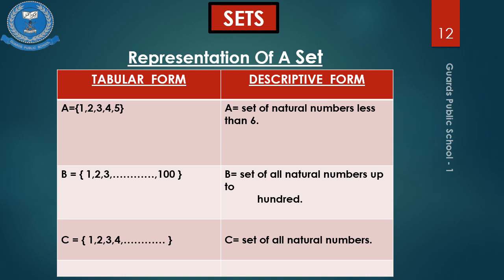In this example, your ending limit is given, 100, so you will write up to 100. Now see the last one. Set of all natural numbers. In this example, no ending limit is given, so we will write set of all natural numbers. So both the methods are in front of you. Compare the methods given in the table. Thus, a set can be written in the tabular form as well as in the descriptive form.